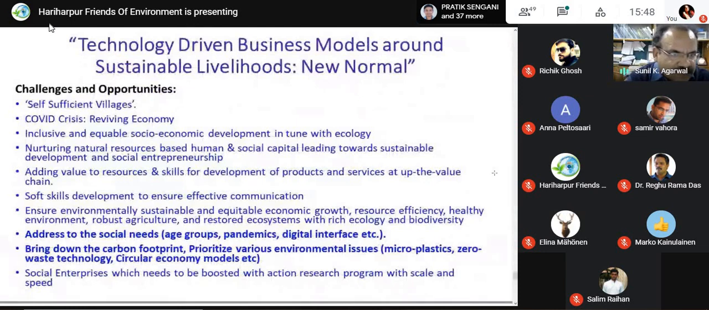And Mr. Risto was mentioning the impact which the current COVID crisis is creating. And we are looking to revive the economy through such field-based organizations in the rural setup and the rural landscape. And this is really the right time to revive the economy and to work with the communities and to address the problems and challenges which are there for employment, job creation, etc., and adding value to local resources and skills for development of products and services up the value chain. And it requires soft skill development and addressing the social needs involving the different age groups, pandemic digital interference, and bringing down the carbon footprint. Those are the emerging issues. And of course, social enterprise needs to be boosted with the external research program with scale and speed. Next slide, please.